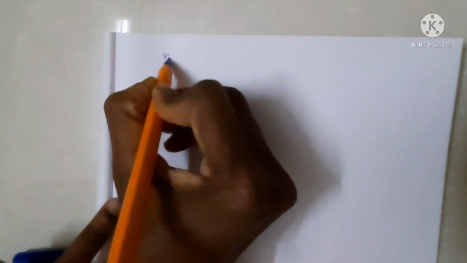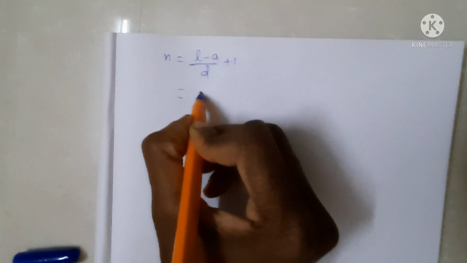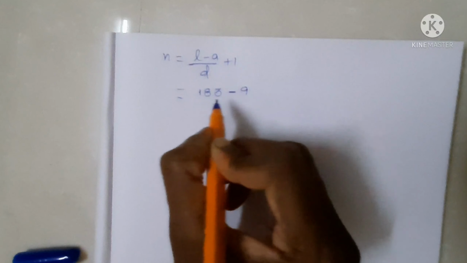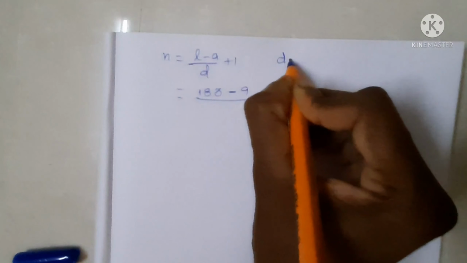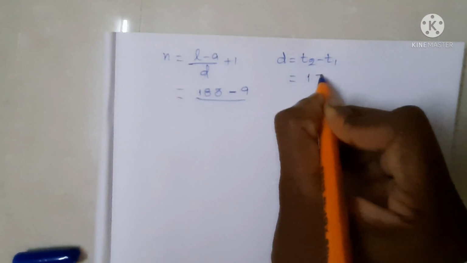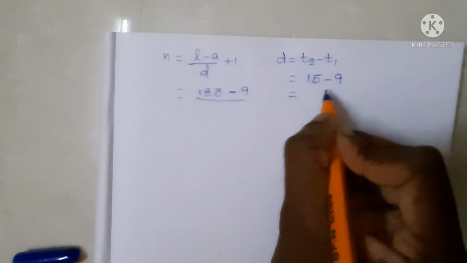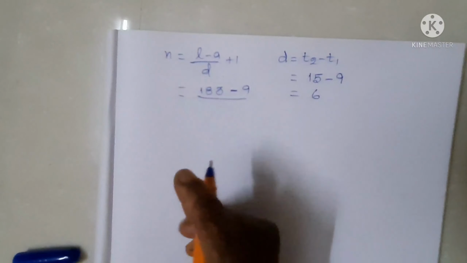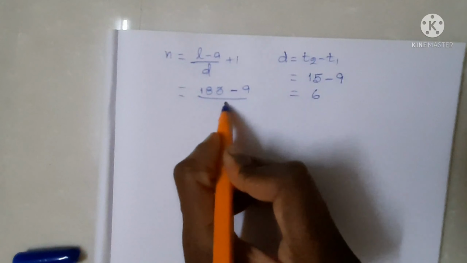So n is equal to (L minus A) by D plus 1. So what is that L? L is equal to 183, the last term, minus the first term 9, by D. We want to find the difference between two terms. D is equal to T2 minus T1. So what is T2? T2 is 15 minus 9. So how much is 15 minus 9? Here you will get 6. That is the common difference, D. Then you substitute here: L is 183, A is 9, D is 6, plus 1.